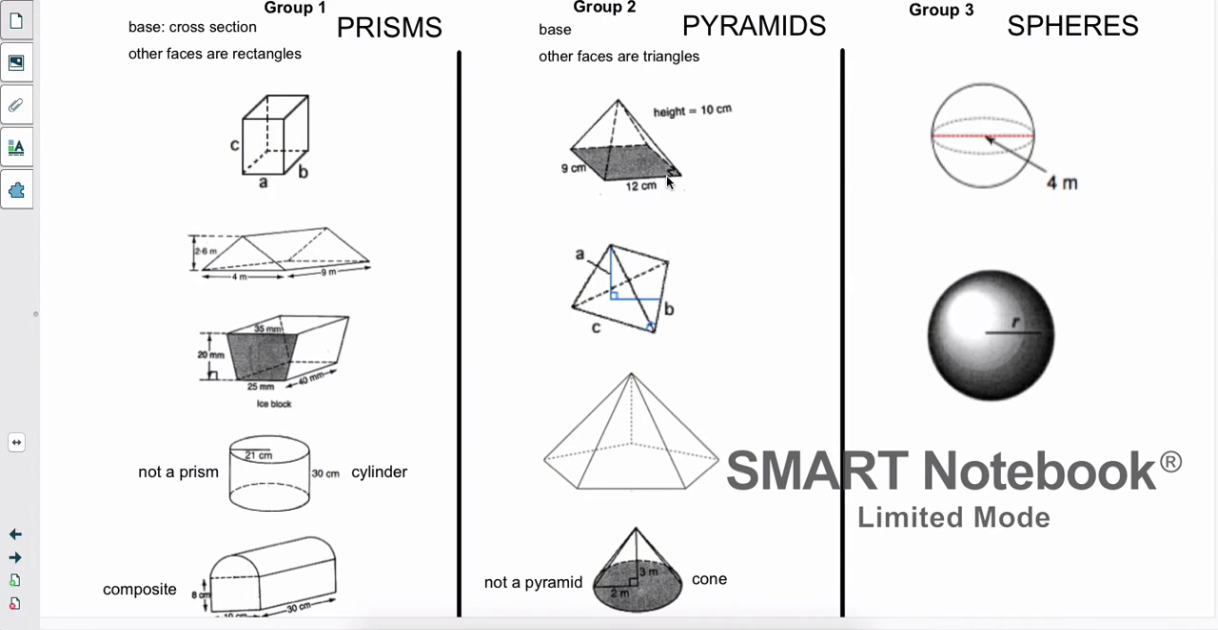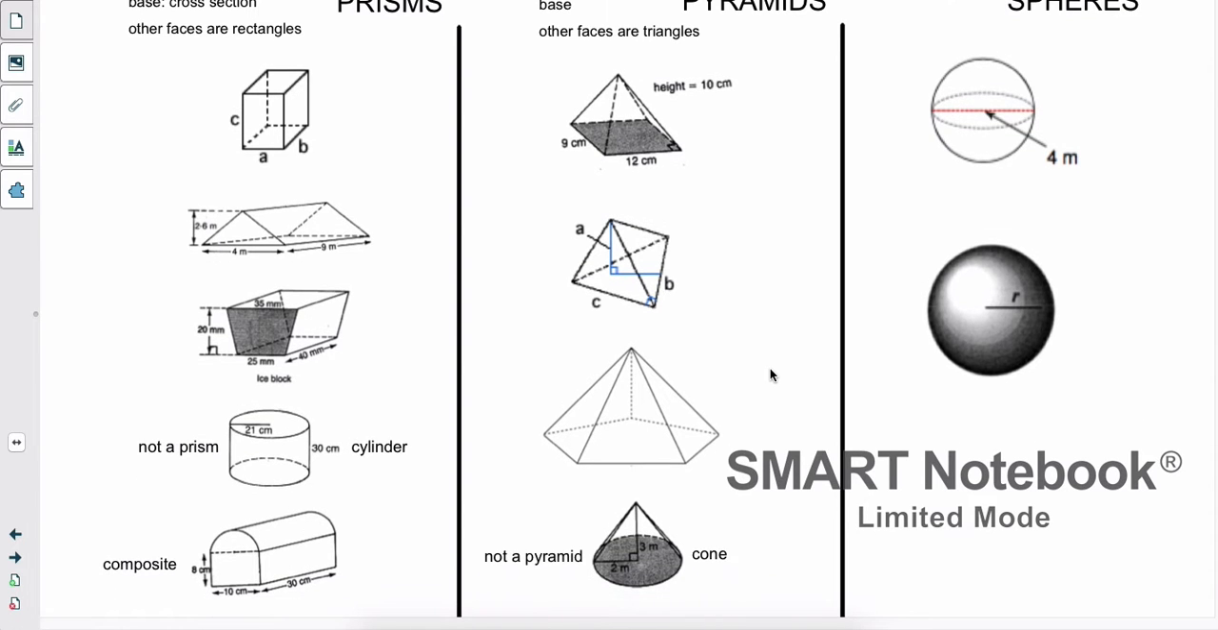For pyramids there is always a polygon which makes the base of the 3D figure. It could be rectangle, triangle, pentagon, whatever kind of polygons. And then the rest of the faces are always triangles and they all go to one point which is called an apex. So what is the formula for volume of a pyramid?